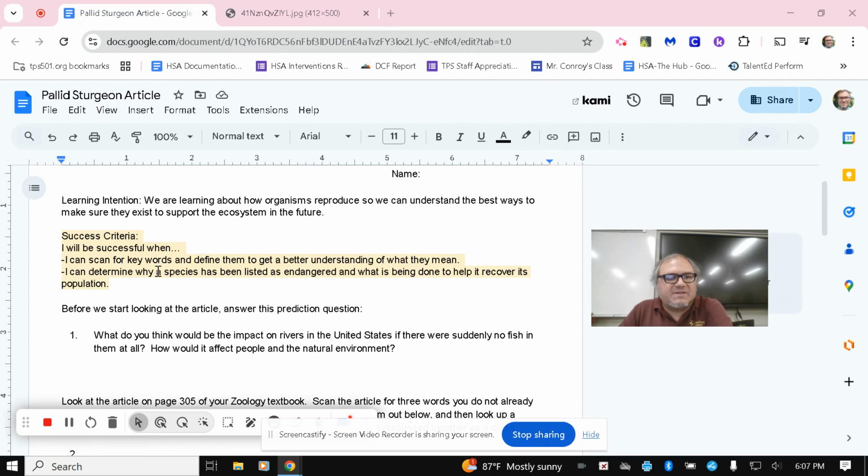Success criteria: I'll be successful when I can scan for keywords and define them to get a better understanding of what they mean, and I can determine why a species has been listed as endangered and what is being done to help it recover its population.